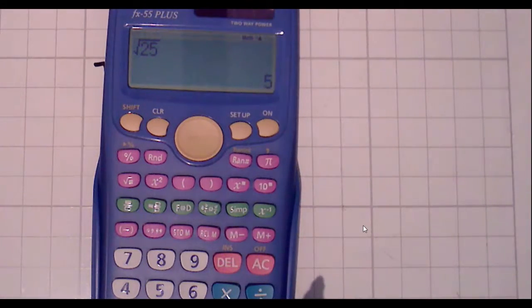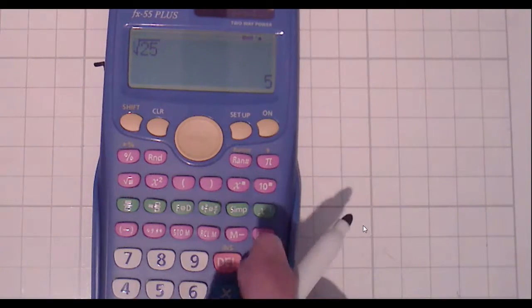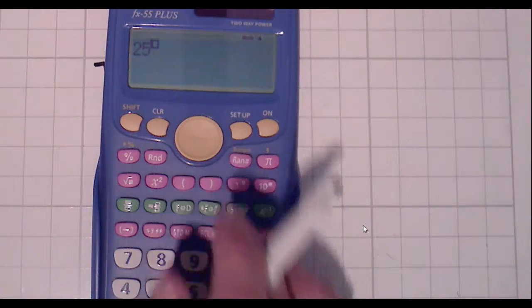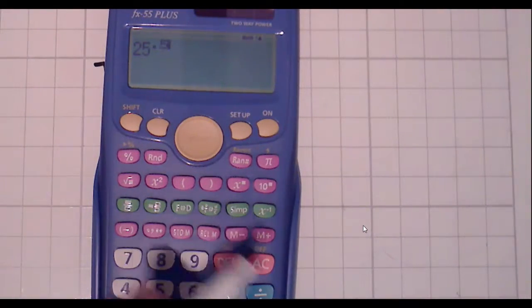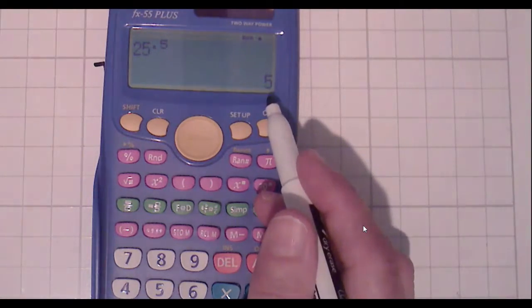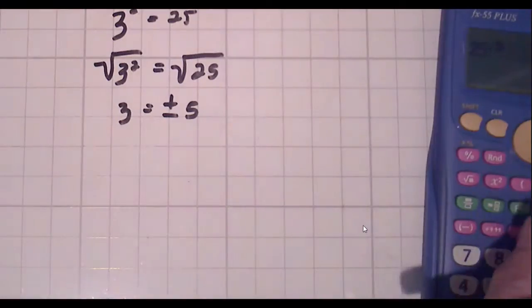The other option that you have, a lot of times you'll have a calculator that will let you raise something to a power. In this case it's this key right here. So let's clear this out, and we can say 25 raised to the 0.5 or the 1/2 power, and that also gives you the square root. Again, it's not going to tell you the plus or minus 5, but you know it's plus or minus 5. So the correct answer for this one would be plus or minus 5. Z is plus or minus 5.